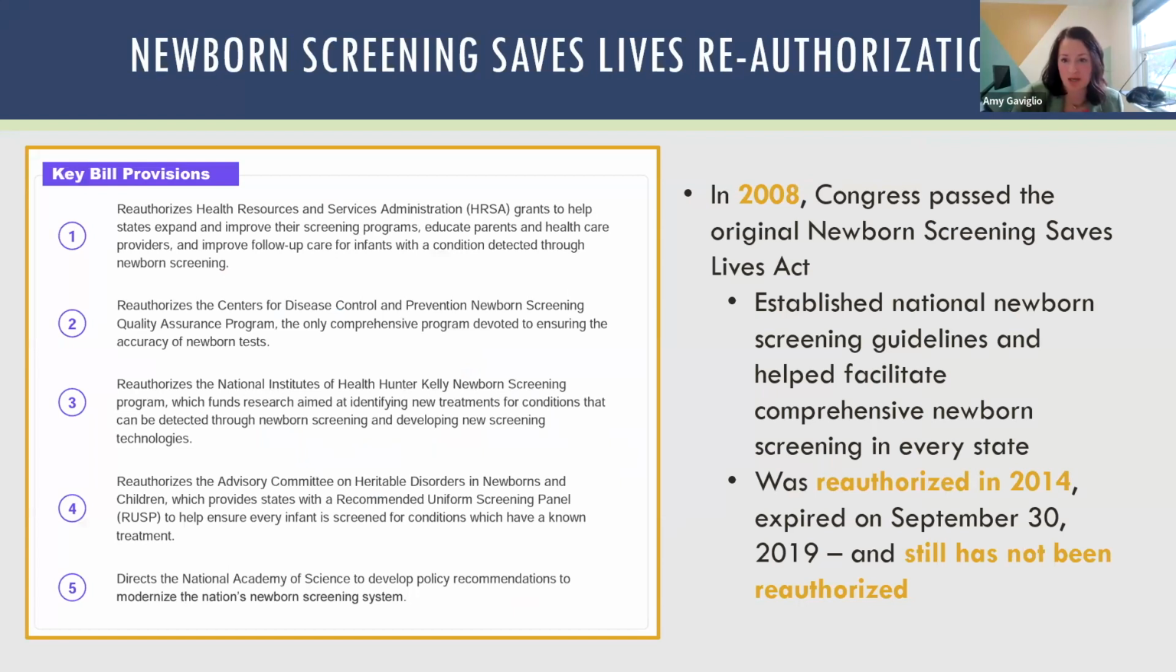So before wrapping up, I would be remiss if I didn't mention perhaps the most important newborn screening related federal policy, which is the Newborn Screening Saves Lives Reauthorization Act. And this act was passed 15 years ago in 2008 and established a number of components like the committee that oversees the RUSP, as well as authorizing CDC and HRSA to provide technical assistance and services to state newborn screening programs. Unfortunately, this act expired back on September 30th, 2019, and has yet to be reauthorized, largely owing to considerations around things like consent, dried blood spot use, and genetic privacy.